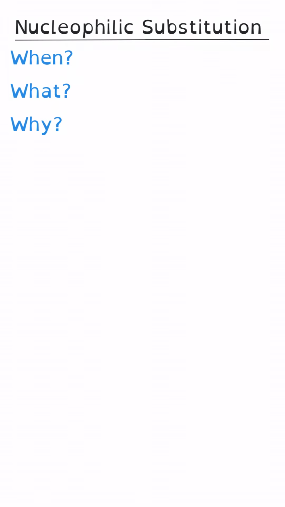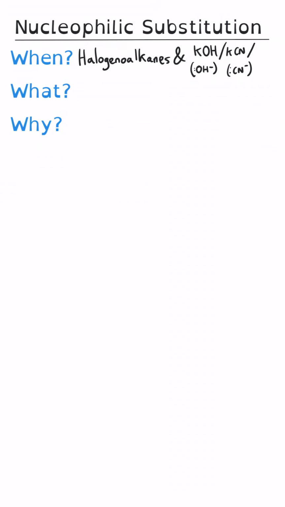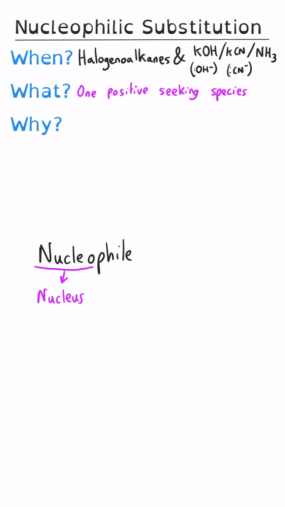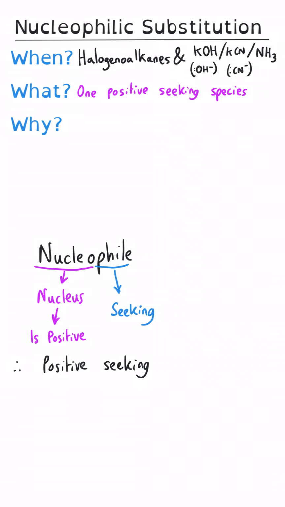Typically, you'll get nucleophilic substitution occurring when you've got something such as a halogenoalkane, and it is reacting with things such as potassium hydroxide or sodium hydroxide, in other words, something that contains the hydroxide ion, and then potassium cyanide, because that will contain the cyanide ion, and also ammonia. These three are all potential nucleophiles. Nucleophiles are positive-seeking species. Nucleo is like nucleus, and the nucleus is positive, and philic is to do with seeking. And it's called substitution because one of these positive-seeking species is replaced by another.